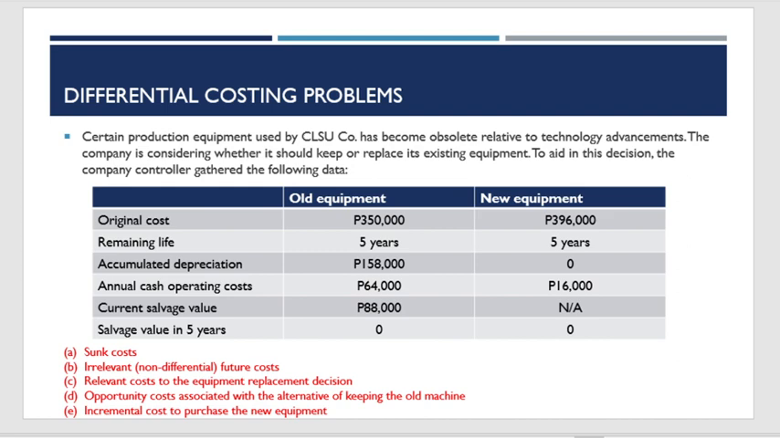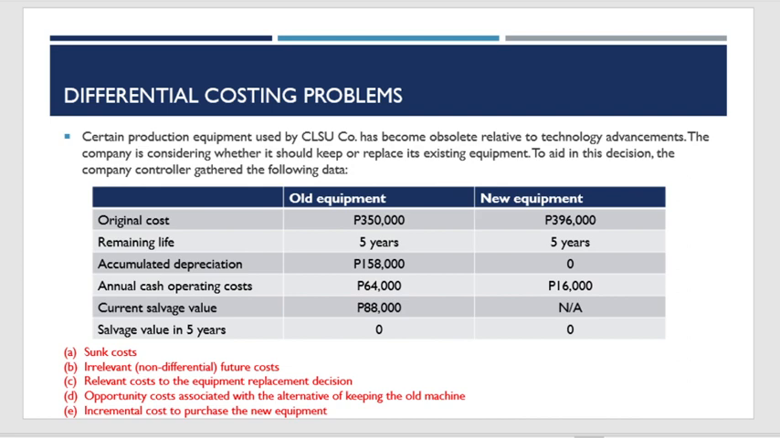Next, irrelevant non-differential future cost. Ito yung future pero non-differential. Ibig sabihin, parehas. Kaya nga siya irrelevant. Future siya pero it does not vary between alternatives. Alin dyan? Cost ang pinag-uusapan. The answer is the 16,000 annual cash operating cost.